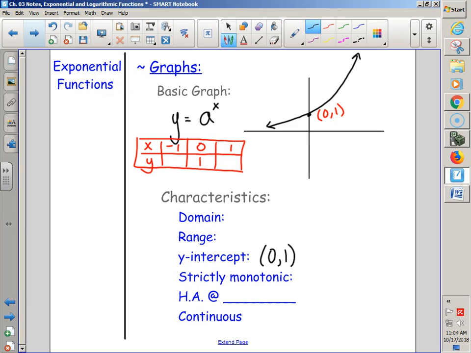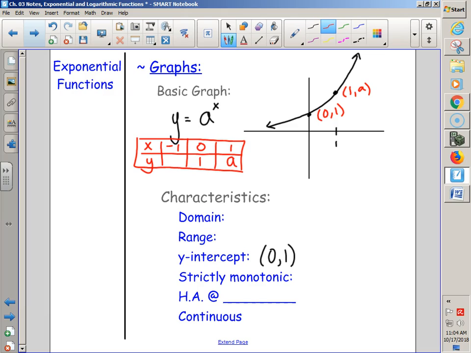But what happens if you plug in 1? What's a to the 1? Just itself. So if it's 2 to the x, then that's going to be 1, 2. If this is 17 to the x, it's 1, 17. Whatever it is, it's just going to be a. So when x is 1, it's going to hit at a. So think about that. If it's 2 to the x, it's going to be 1, 2. If it's 17 to the x, it's going to be 1, 17.